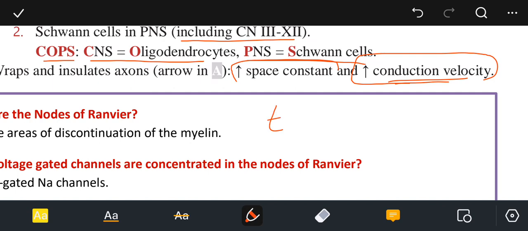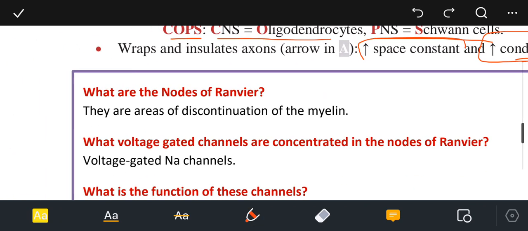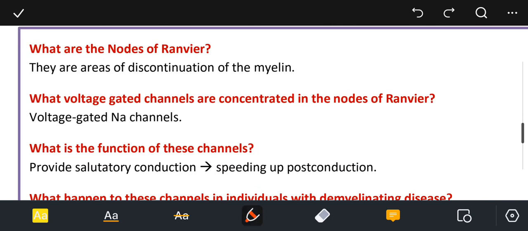The time constant is decreased. Now let's come back over here. What are the nodes of Ranvier? They are the areas of discontinuation of the myelin.